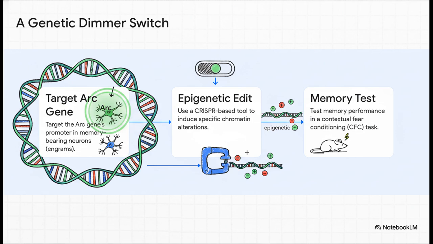First, they had to find the exact brain cells, the neurons that were holding on to a specific fear memory in mice. Then, they used a modified CRISPR tool. Now, you've probably heard of CRISPR for cutting DNA, but this version is different. It doesn't cut. It just acts like a super precise tool to add those epigenetic sticky notes right onto the ARC gene to either silence it or boost it.